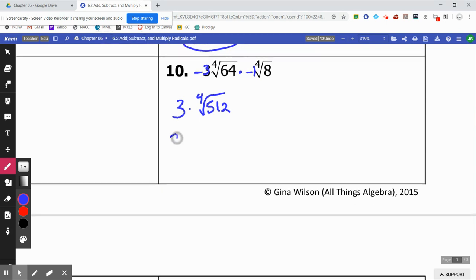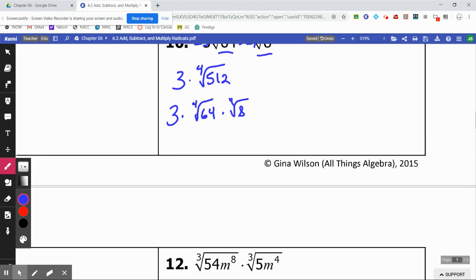Because now when we go to split it, you know what we're going to split it into? Well, I know the fourth root of 64, so I'm going to split this into 64 times 8. So do you see that you actually went back to where you started? The fourth root of 64 here is 4.